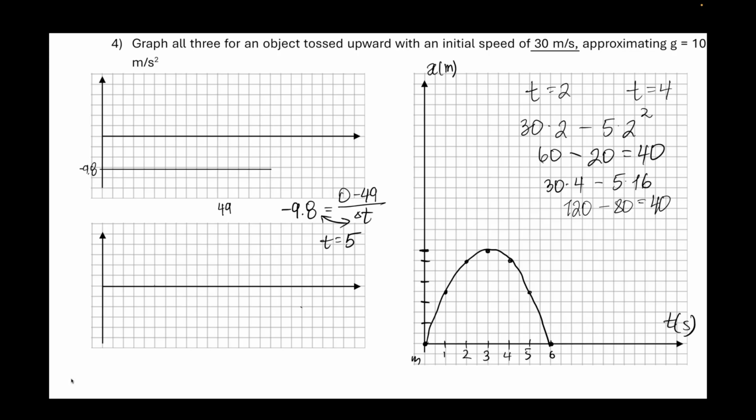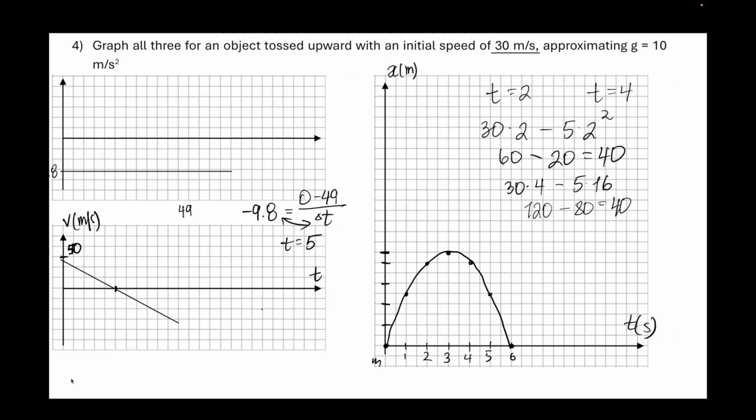Then at 5, it's going to be 0. And right here, I can mark 49, or it's probably 50. I might make it 50 and just start very close to 50, and that's my straight line right here. That would represent velocity in meters per second versus time.